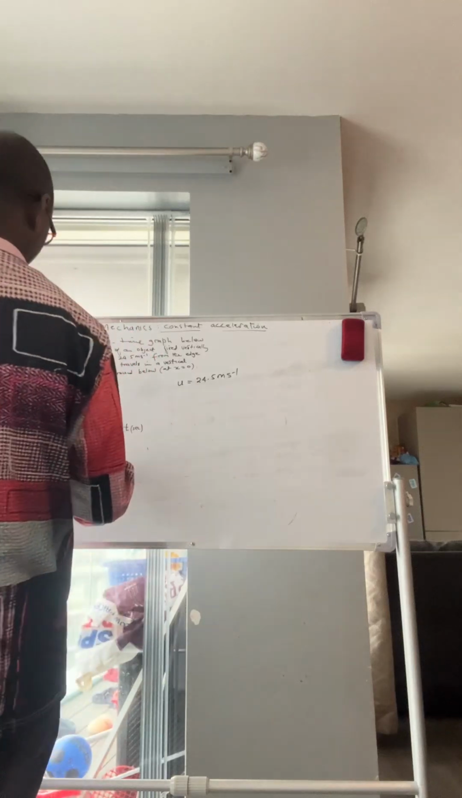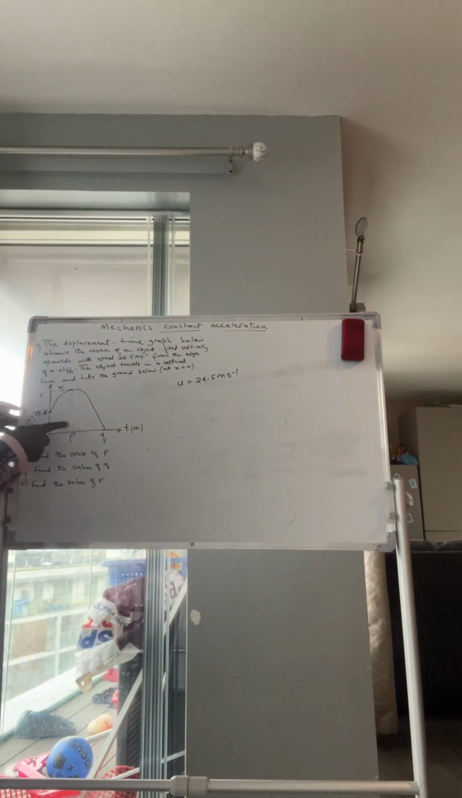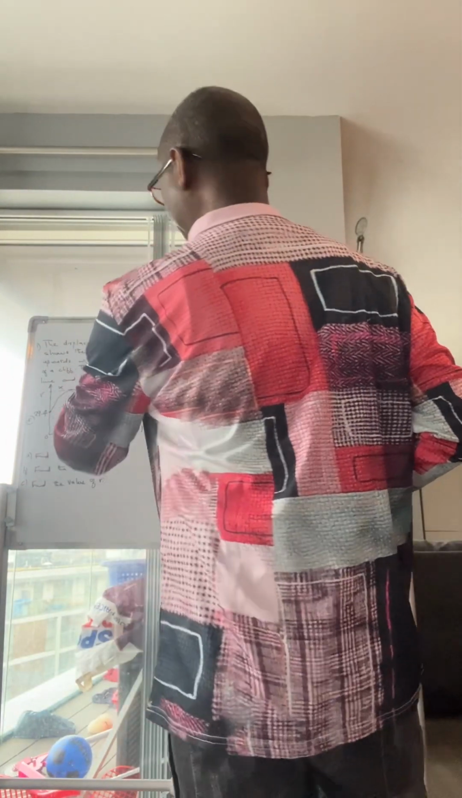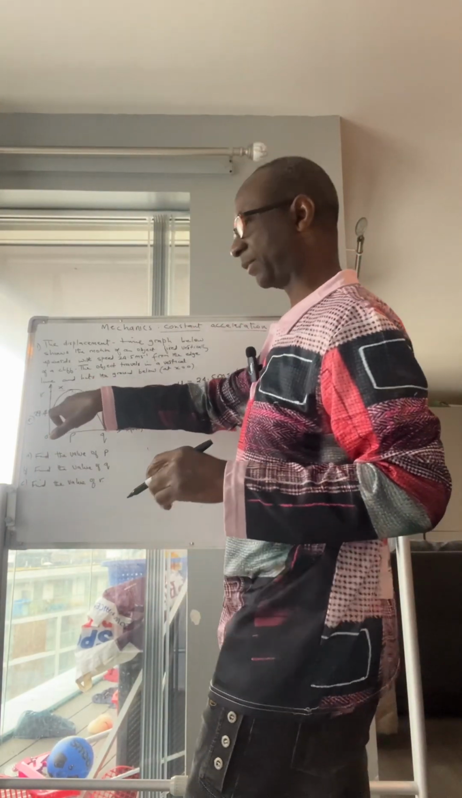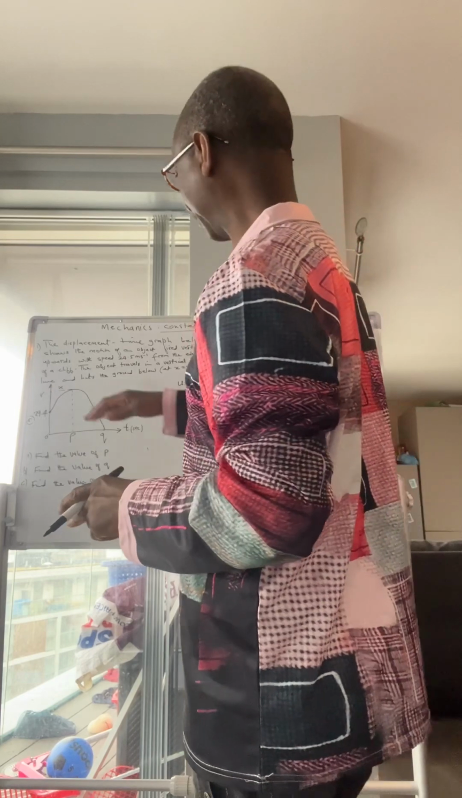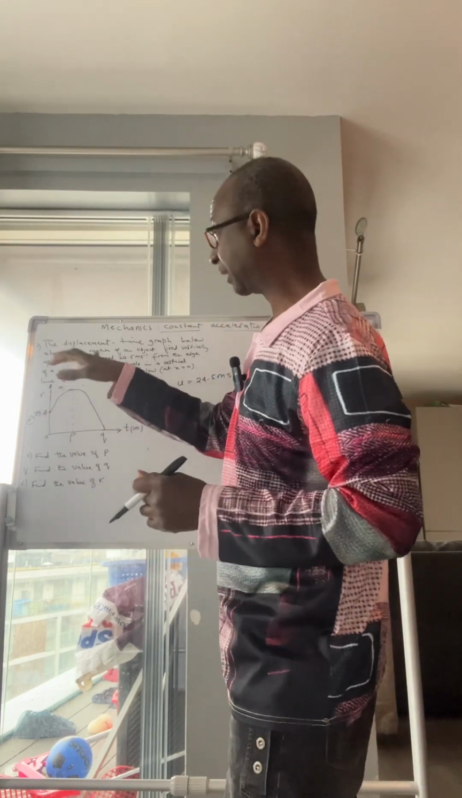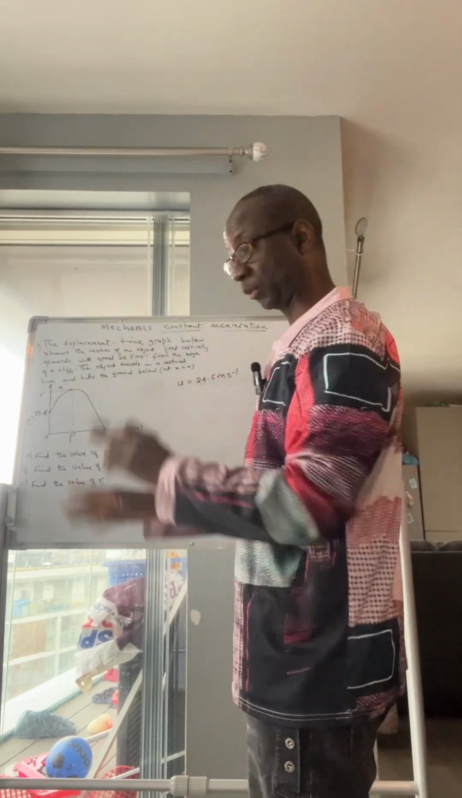Find the value of p. So they want us to calculate the final speed here. What will be the final speed at this point? The final speed at this point should be 0. Why? Because this is the maximum turning point of the graph. Normally we say the vertex of the graph. The velocity here is 0.